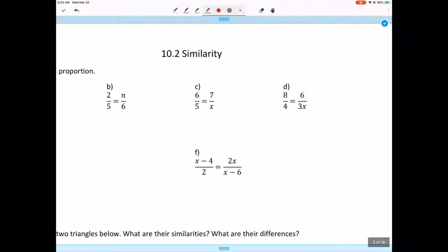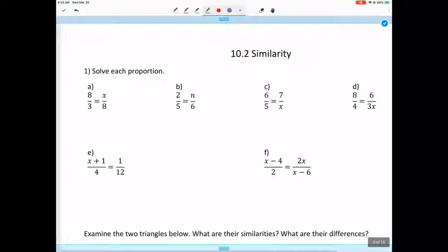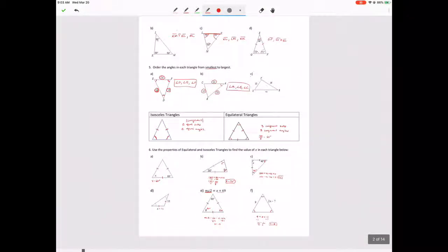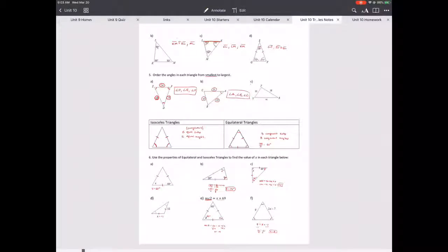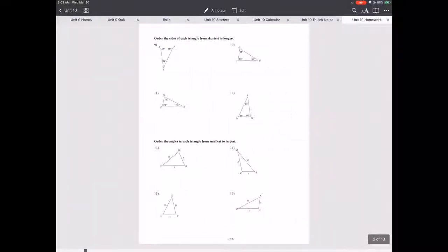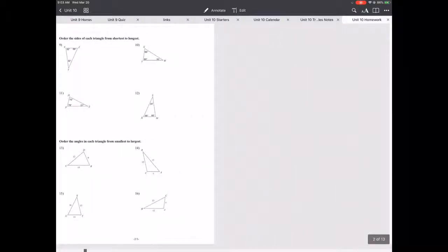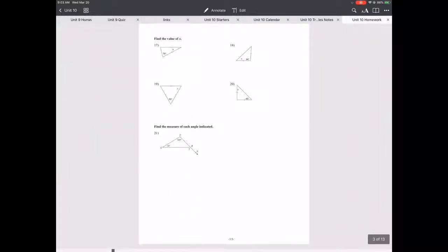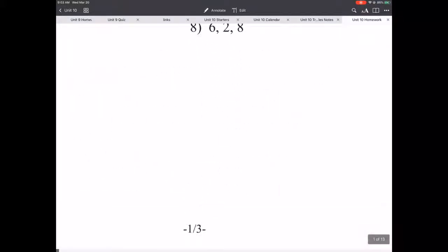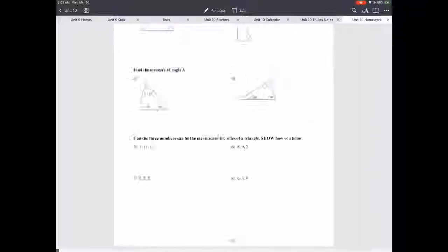Next we're going to be doing 10.2, similarities. Fun. If you have any questions, let me know. We have homework right here, 10.1, basic triangle properties. You should be able to do all of this with your notes, and there's 3 pages. Don't forget, there's 3 pages. I try to do my best to write at the very bottom how many pages there are for the homework. So 1 out of 3.